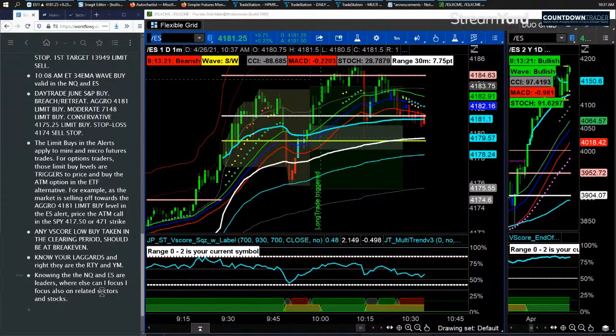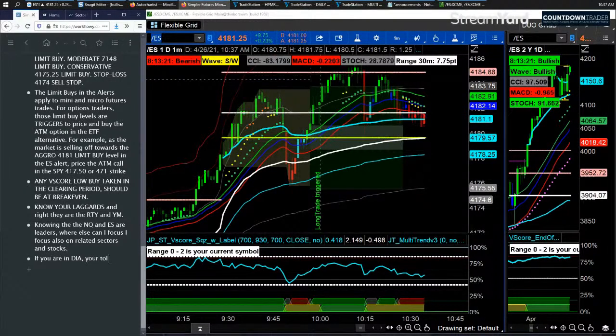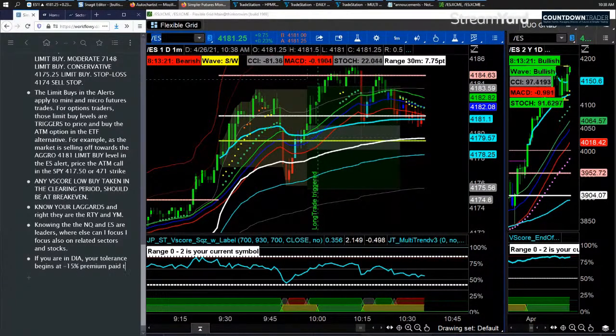And then for those of you that are in DIA, let me give you some guidance here because I don't sweep underperforming trades under the rug. Not ever. I probably talk about them too much sometimes. If you are in DIA, again, not YM, not the micro, your tolerance, I call it your risk tolerance, begins at negative 15% on premium paid, to 25%. I will usually, and there's always an exception, but usually, cut an options trade loose once it reaches that range.